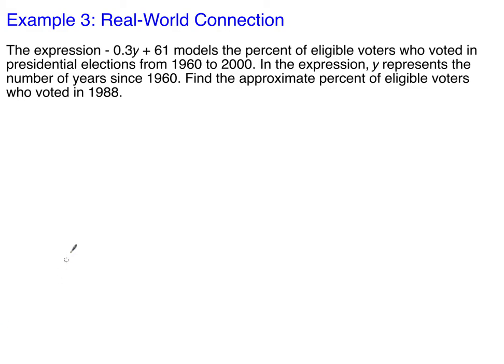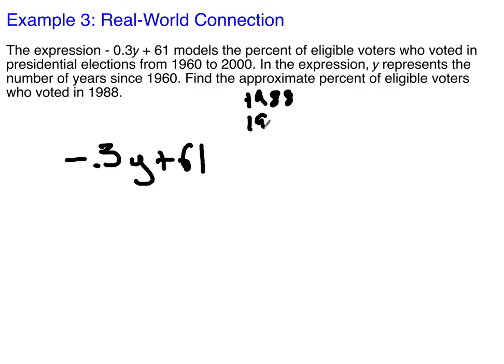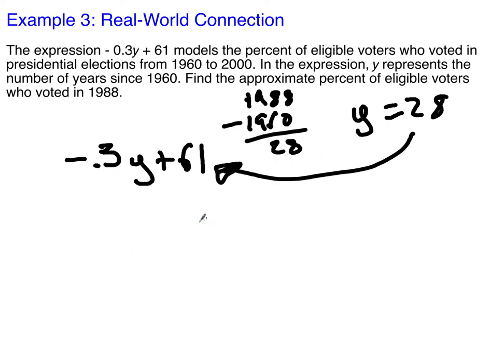Okay, example 3 gives us another expression, -0.3y plus 61, and they say that models the percent of eligible voters who voted in the presidential elections from 1960 to 2000. Y represents the number of years since 1960. Find the approximate percentage of eligible voters who voted in 1988. So we want to figure out what is y. Well, y is the number of years since 1960. So from 1988 to 1960 is 28 years. If you subtract those, y equals 28. So we're going to plug 28 in here to find the value of this expression.